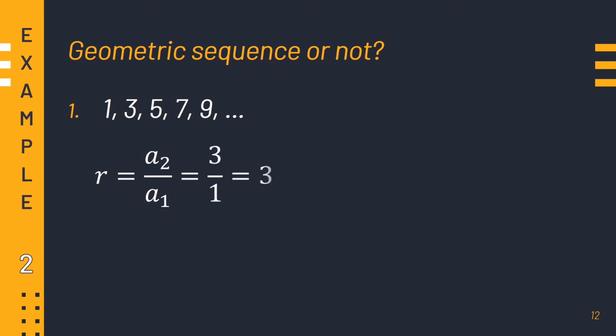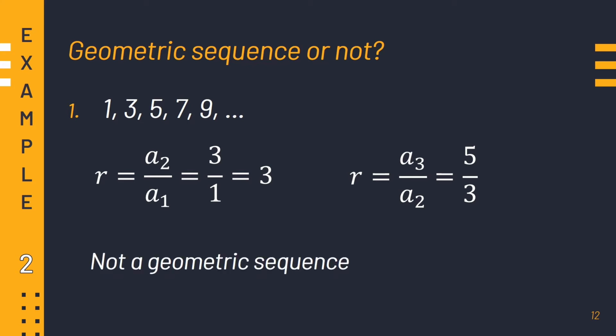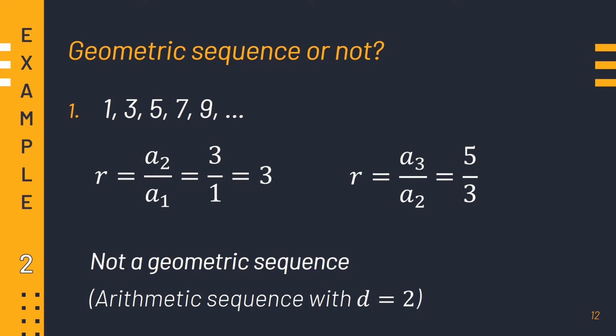Using the first and second term, we have r is equal to 3. While if we use the second and the third term, the value of r will be 5/3. Since the computed ratios using those two pairs are different, therefore, the given list is not a geometric sequence. In fact, it is an arithmetic sequence with common difference of 2.